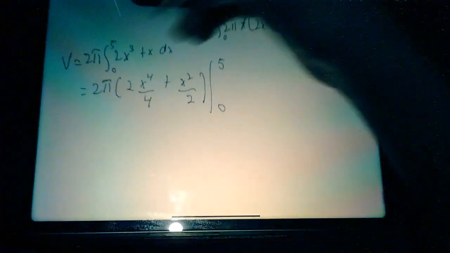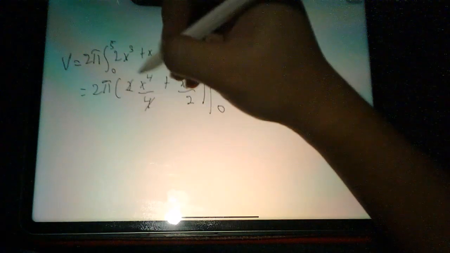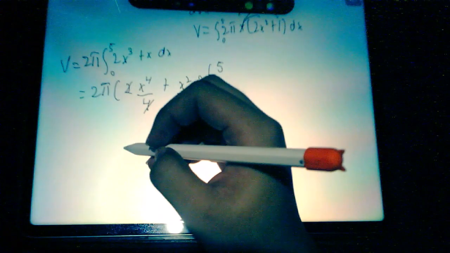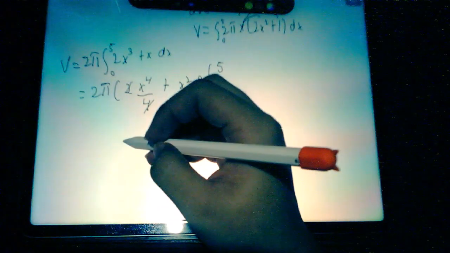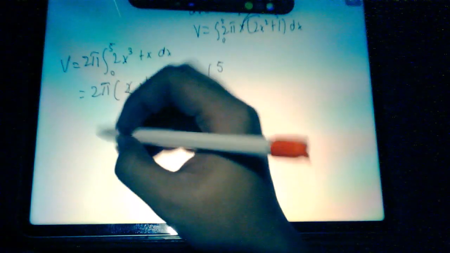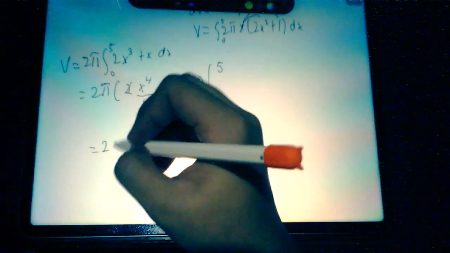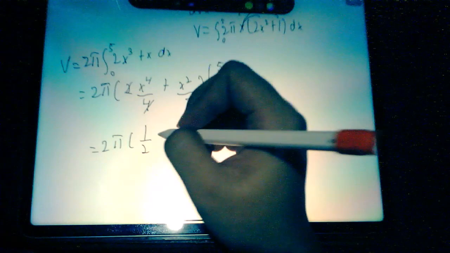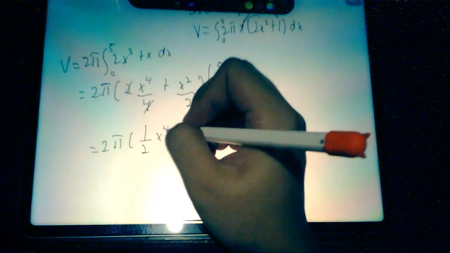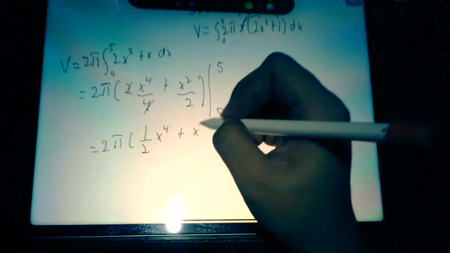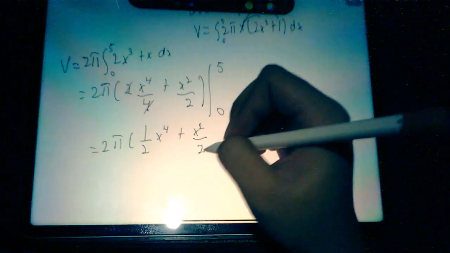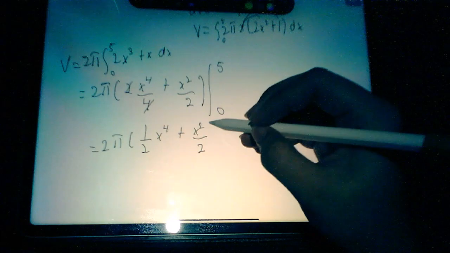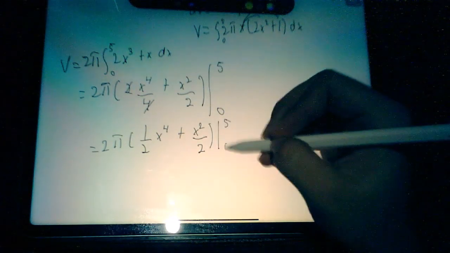Now, we need to cancel this out. What will be left is just equal to 2 pi times 1/2 of x raised to the 4 plus x squared over 2, to the limits of 5 and 0.